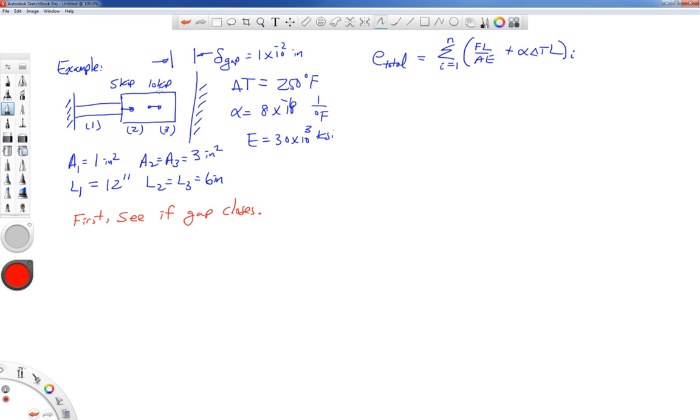So I'm going to take, let's go this way. Let's go inside bar number 1 first. I'm going to draw a free body diagram and draw everything to the right. Right there, 5 kips, and right here, 10 kips. So, force 1, I think we can see very easily, F1 is going to be 15 kips.